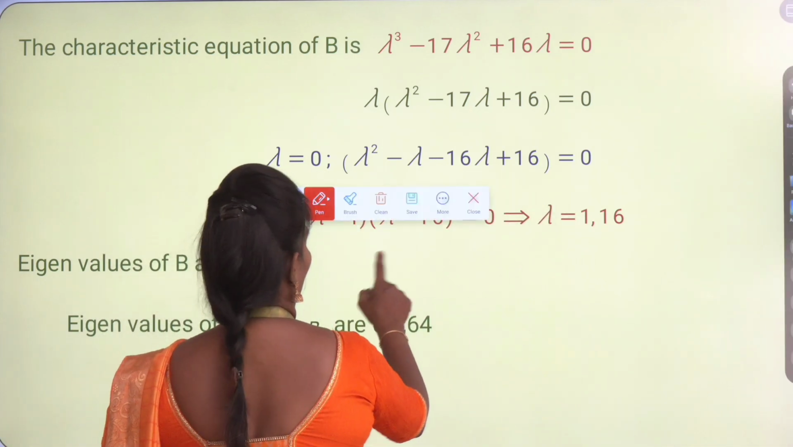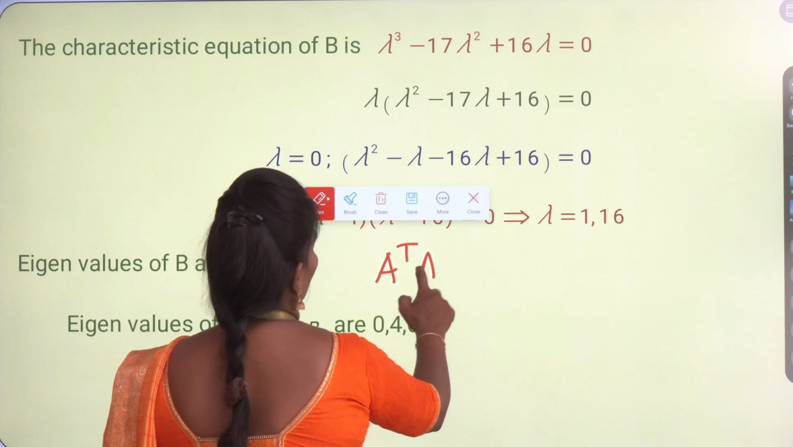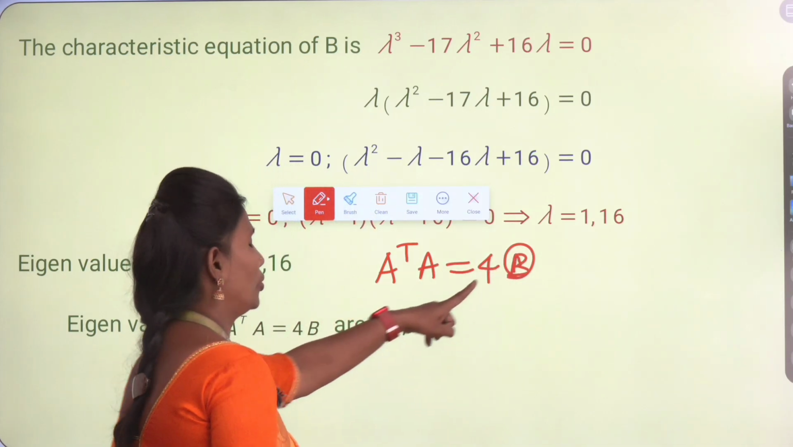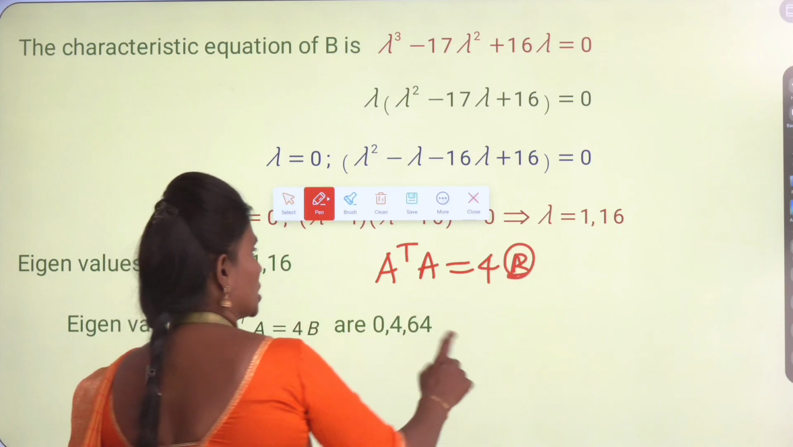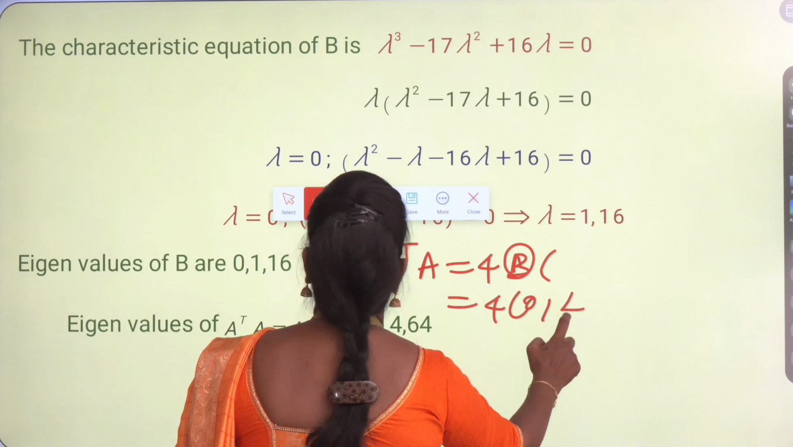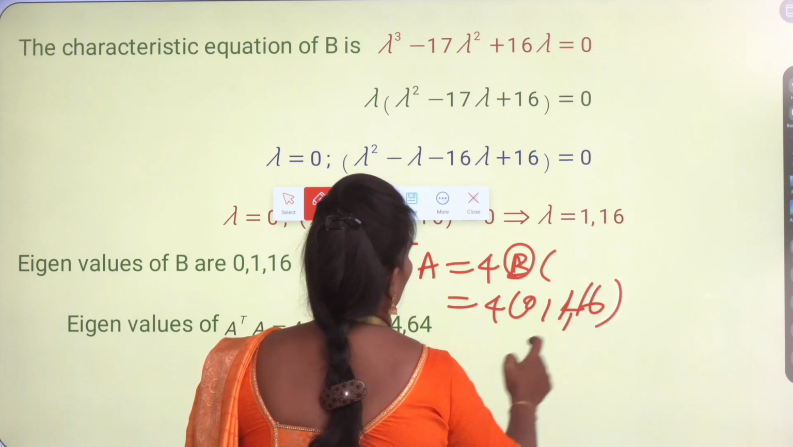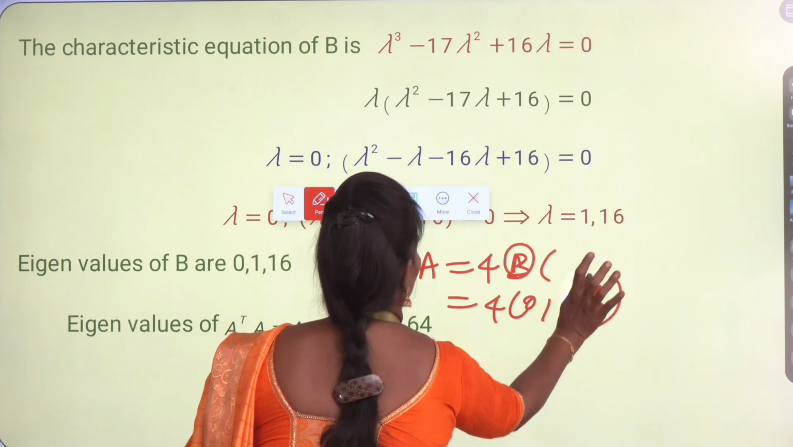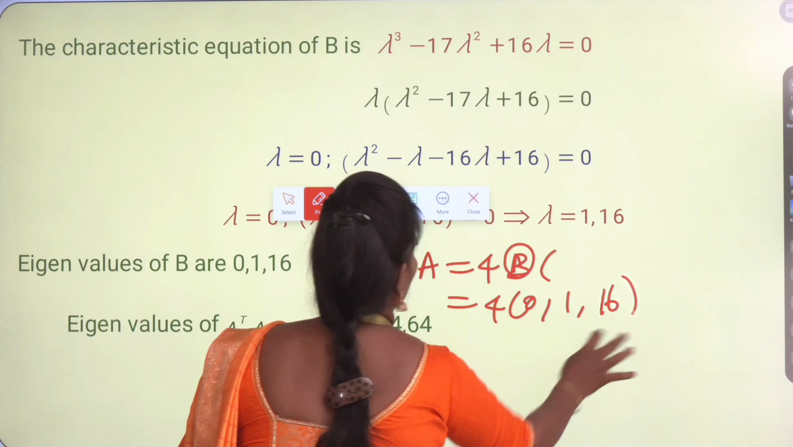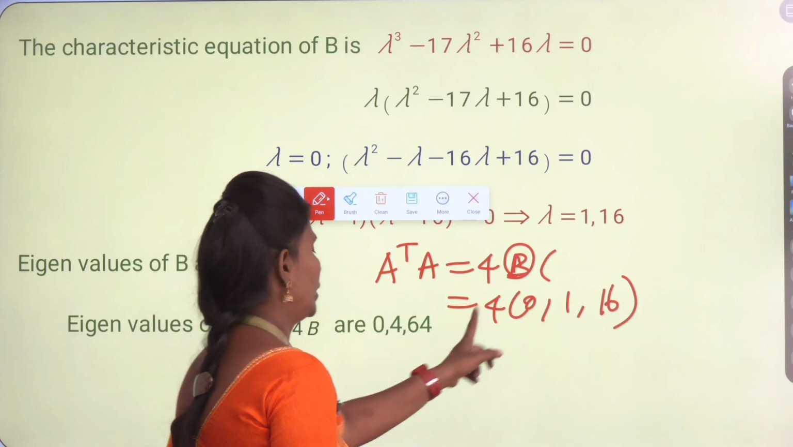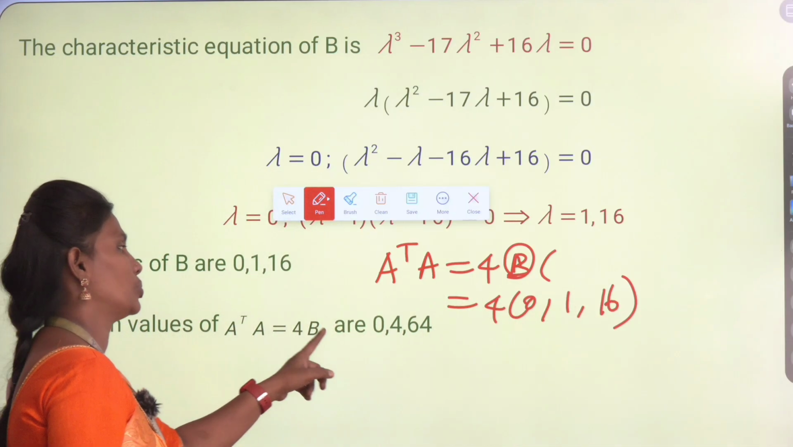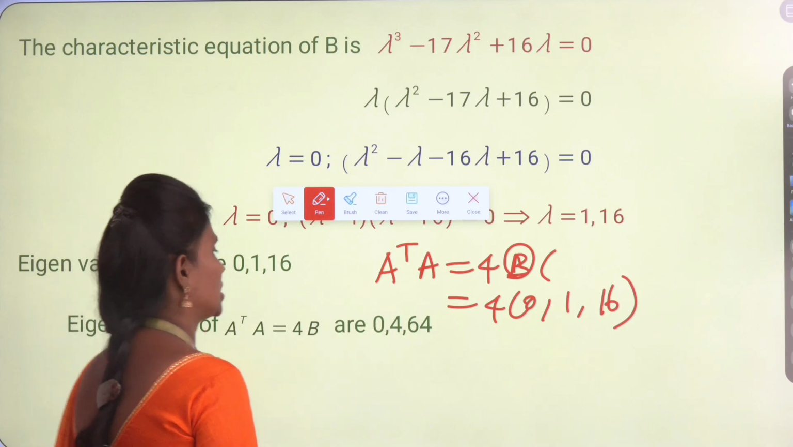That original matrix A transpose A is nothing but what? 4B. For this B only, we found the three eigenvalues. So 4 into 0 is 0, 4 into 1 is 4, 4 into 16 is 64. So the original A transpose A is equal to 4B. That's why we get 0, 4, 64 as our eigenvalues.